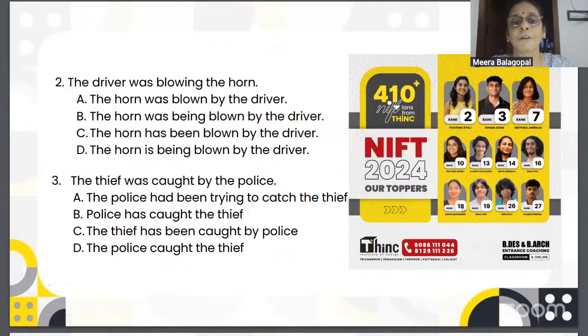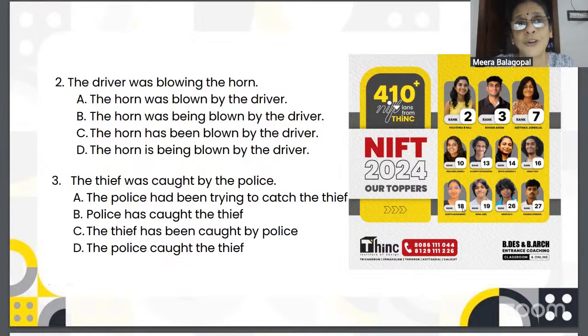The thief was caught by the police. The thief was caught by the police. Now, what tense is it? It is past tense, simple past tense. Now, change it into active voice. So the sentence which is given is passive voice. You have to change it into active voice.